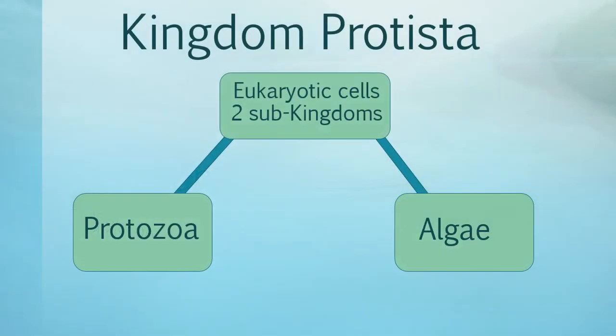Here we go. We know that Kingdom Protista is a large kingdom, and it is broken down into two subkingdoms. And these subkingdoms are quite different from one another. That's why I've always complained about if they're going to make it a six-kingdom system instead of five, why don't they break up Kingdom Protista? It makes a lot of sense since they're so unlike one another.